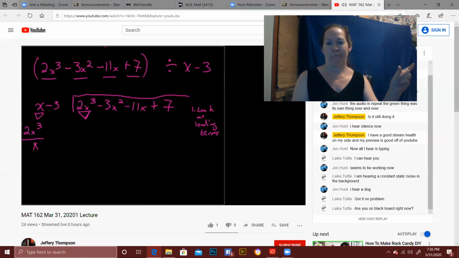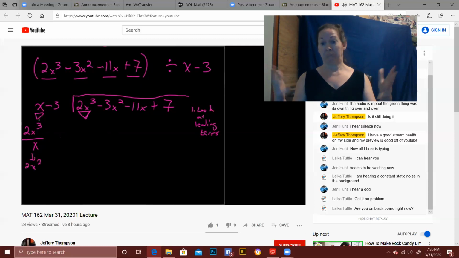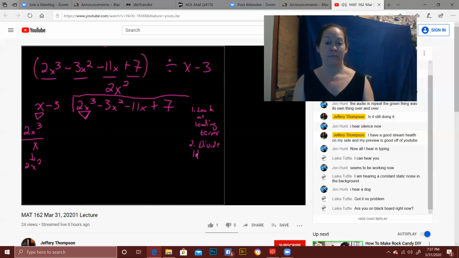And if I do this division, this isn't as bad as numbers. I don't have to guess my way up. This x is going to cancel with that x, and this will give me 2x squared. So this leading term goes in 2x squared times. So I'll write up here 2x squared. So I divide leading terms. I'm just going to put LD for leading terms, and we'll write it above.